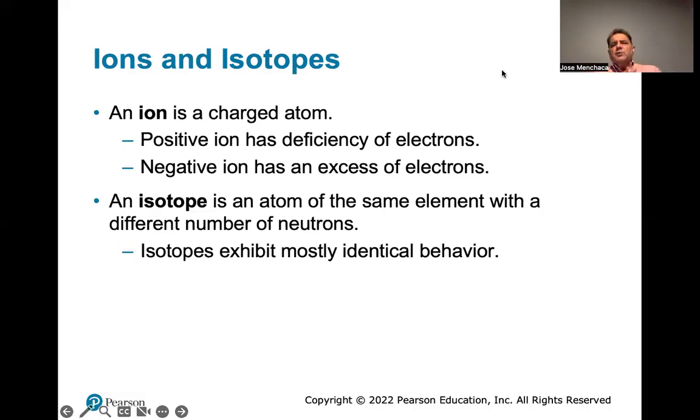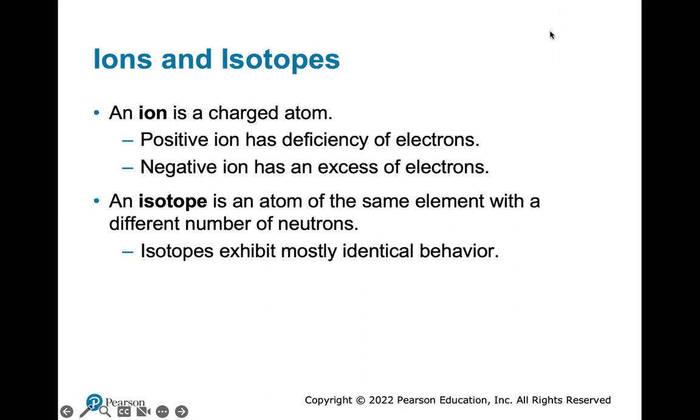Okay, we're continuing on with part 3 of chapter 11, Conceptual Physics, on the atomic nature of matter. We're going to talk about ions and isotopes. An ion is a charged atom.